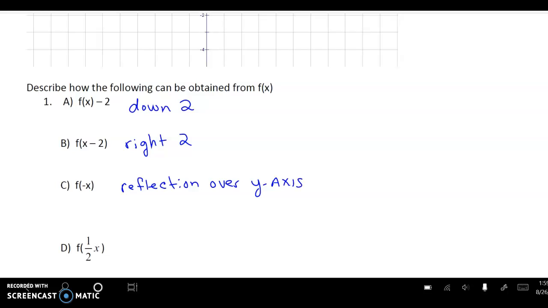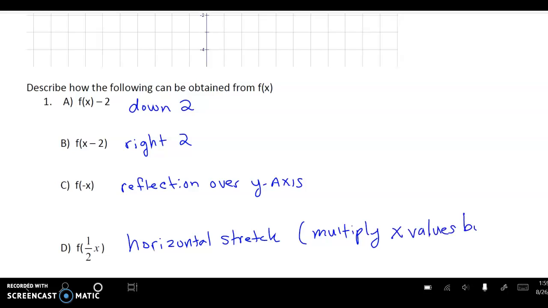Part D, f of 1/2 x. Again, you're affecting the x value. Remember, this is counterintuitive. 1/2 times x is actually not going to shrink it. It's actually going to stretch it. So we would say there's a horizontal stretch. So essentially, you would multiply the x values by 2.